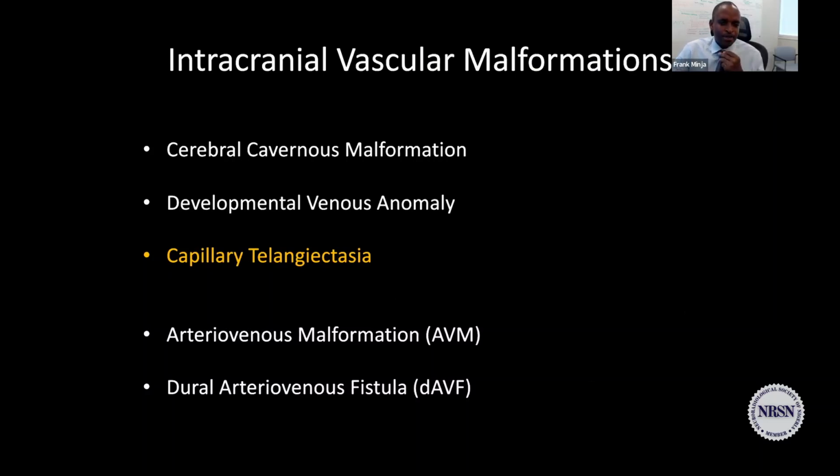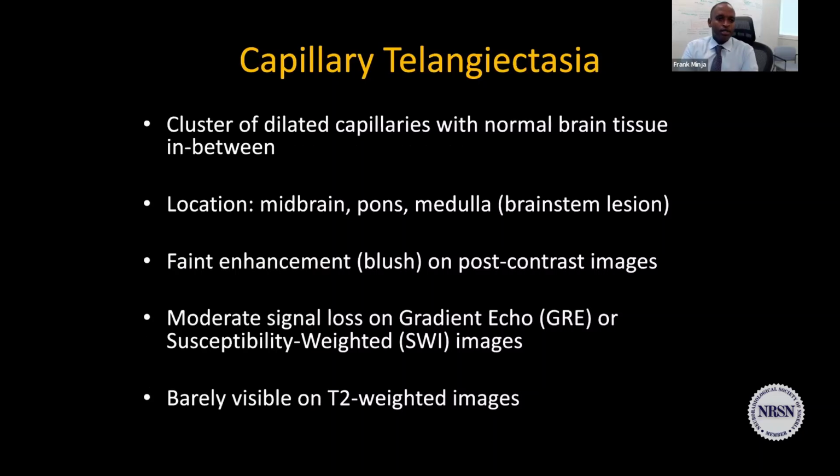As I'm discussing these cases, I'm hoping that you are getting a sense that they look very, very different. Hopefully you can see that a DVA is very different from a cerebral cavernous malformation, and hopefully I'll convince you that it's very different from a capillary telangiectasia. So what's a capillary telangiectasia? This is just a cluster of dilated capillaries with normal brain tissue in between. The capillaries are otherwise normal.